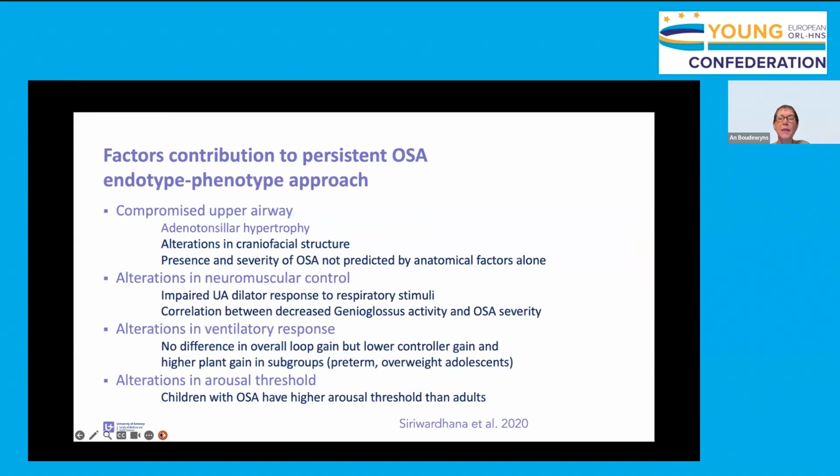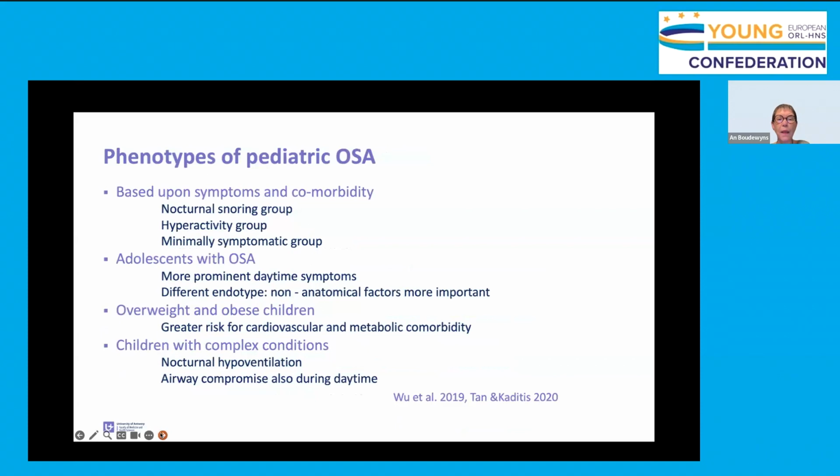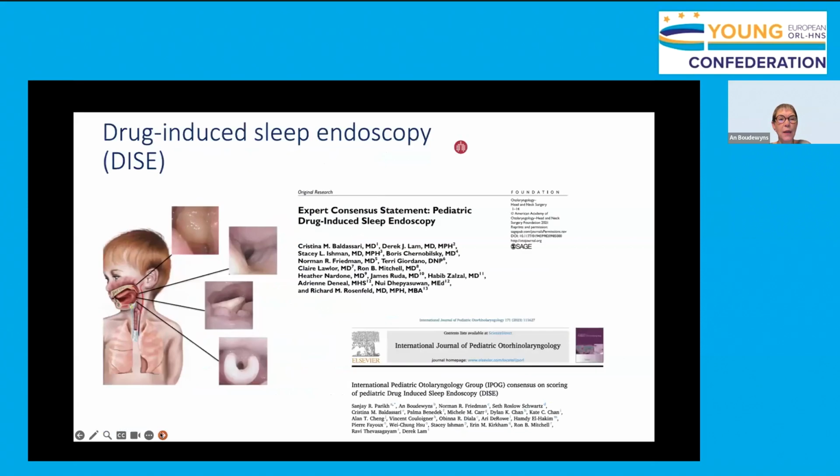Which factors then contribute to persistent sleep apnea? I cannot go into detail, but we already have a lot of knowledge that sleep-disordered breathing is more than just adenotonsillar hypertrophy. Many factors come into play. You have, of course, this compromised upper airway, but there might also be alterations in neuromuscular control, changes in ventilatory response, changes in arousal threshold, and the relative contribution of these different factors may also play a role in the persistence of sleep-disordered breathing after adenotonsillectomy. This was also already pointed out by Dr. Benedek, that there are different phenotypes of pediatric OSA, and we know that according to the phenotype, there might be a better likelihood of improvement after adenotonsillectomy.